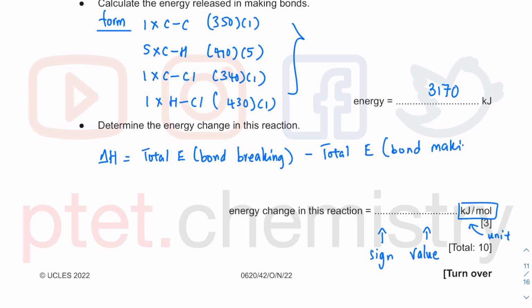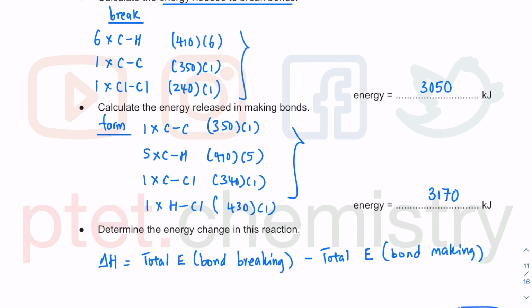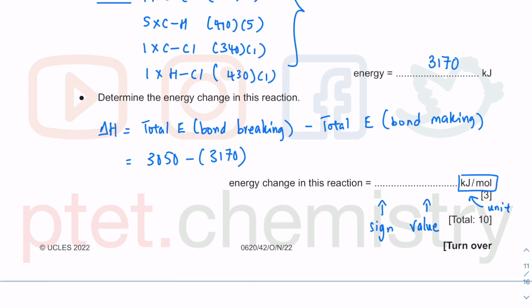And we've already gotten both of these values previously. So it's 3050, and you take away your 3170. Pressing your calculator, 3050 minus 3170, I get minus 120, with signed value as well as unit there. I put kilojoule per mole minus 1, but in IGCSE as well as A level standard, it's quite common to just write kilojoule per mole there. That's it for that 3 marks, and that's it for that overall 10 marks question.